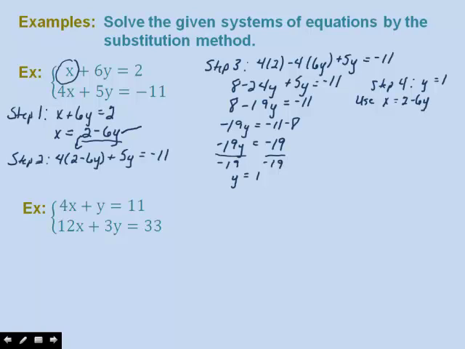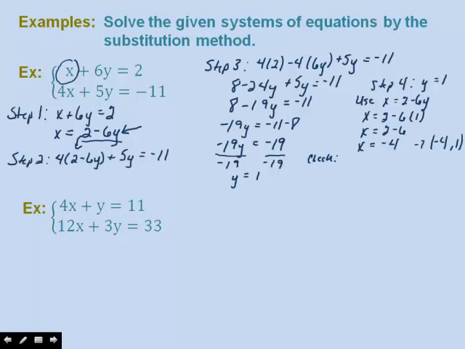So we're actually going back to this equation that we have at the end of step 1 because we had already solved it for x. And then we're substituting in 1 for y. That gives us 2 minus 6, so our x is equal to negative 4. So now we have the ordered pair negative 4, 1 as a solution.